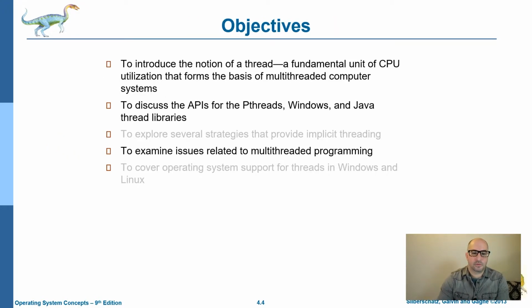To just reiterate our objectives, we'll be discussing what a thread is from the perspective of a unit to execute upon the CPU, and how that comprises a multi-threaded application. We'll talk about the APIs for multi-threaded programming, including pthreads, the Windows thread library, and Java's native thread support. And then we'll look at some of those issues with multi-threaded programming.